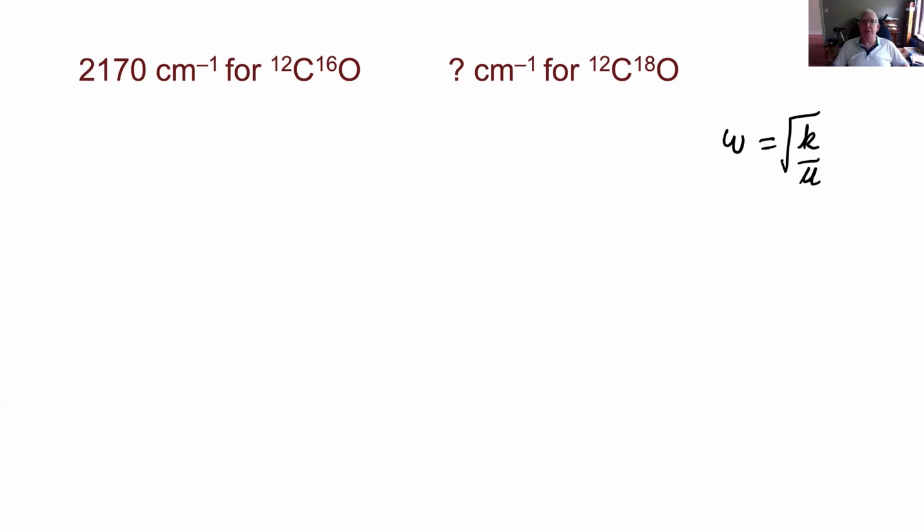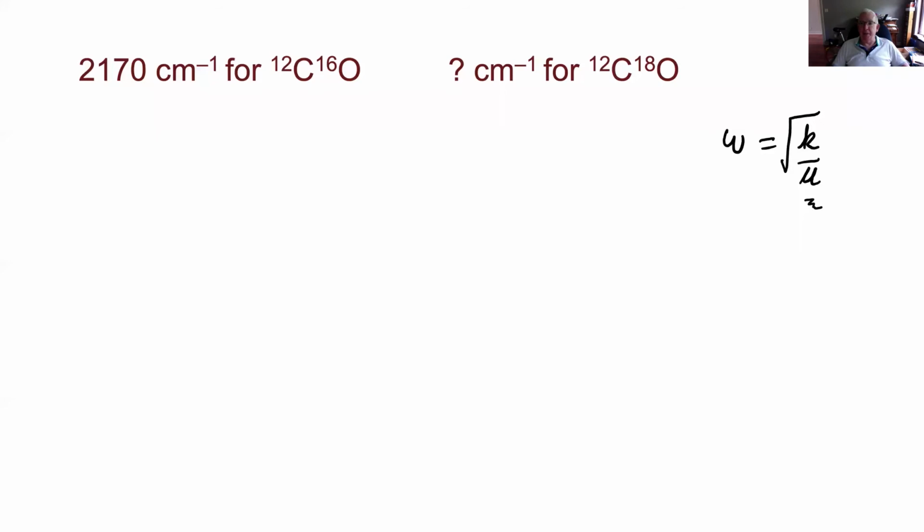When I change the isotope, what's going to happen in that equation? I'm very definitely going to change mu, right? Because mu is related to mass. I'm changing the mass of the oxygen from 16 to 18. So that's definitely going to move my reduced mass a little bit heavier, presumably, right?